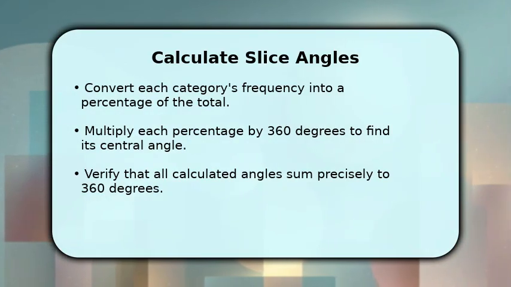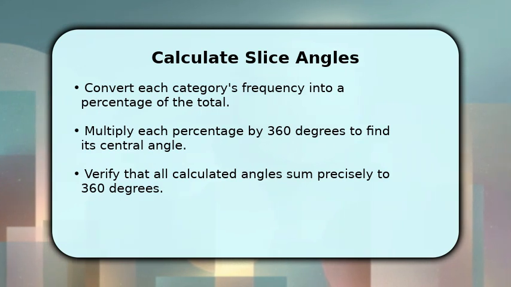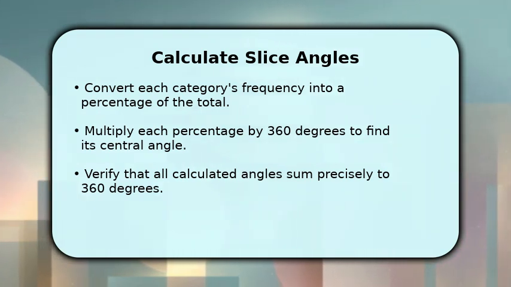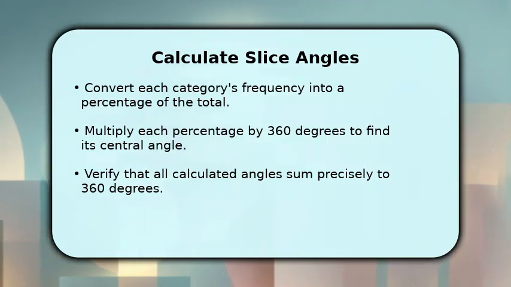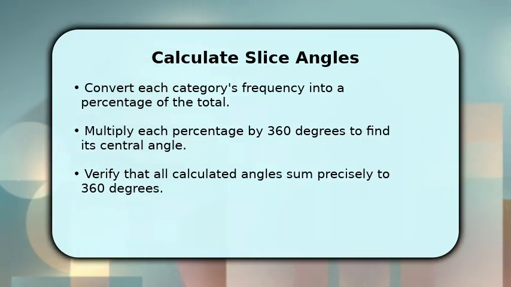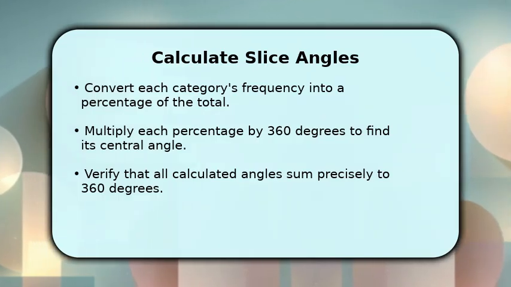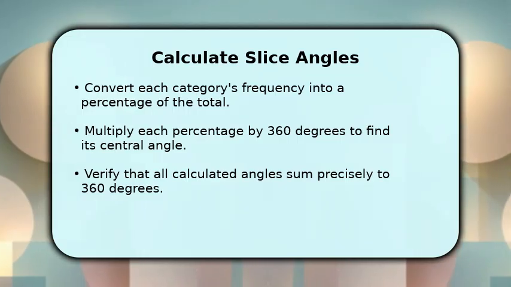Now, let's calculate the size of each slice. For every category, divide its frequency by the total frequency, then multiply by 100 to get its percentage. To determine the angle for each slice, multiply that percentage by 360 degrees. This ensures each slice accurately reflects its proportion of the whole circle. Always double-check that your angles add up to 360 degrees.